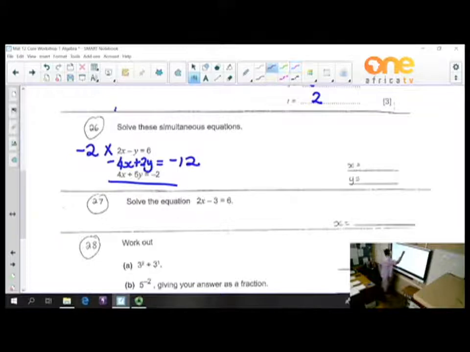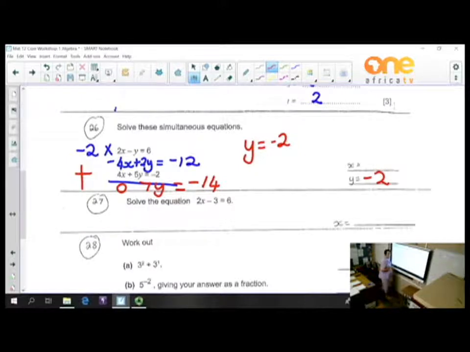So now we can eliminate x, which is 0. We can just add. And 2 plus 5 is then 7y is equal to negative 12. Negative 2 is negative 14, which makes y then equal to negative 2. So y is equal to negative 2.